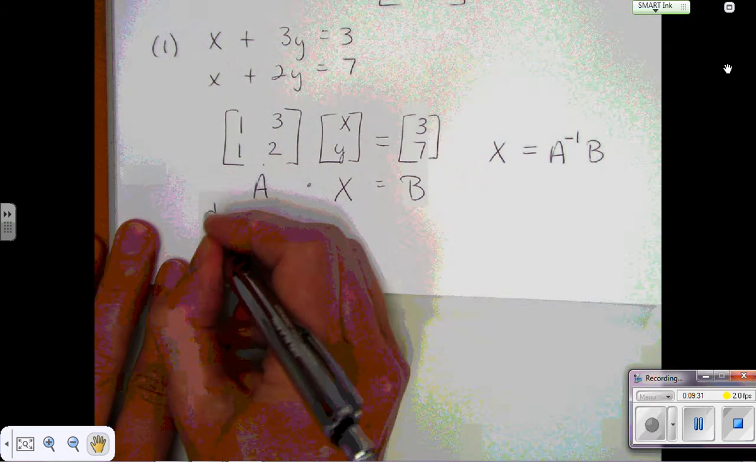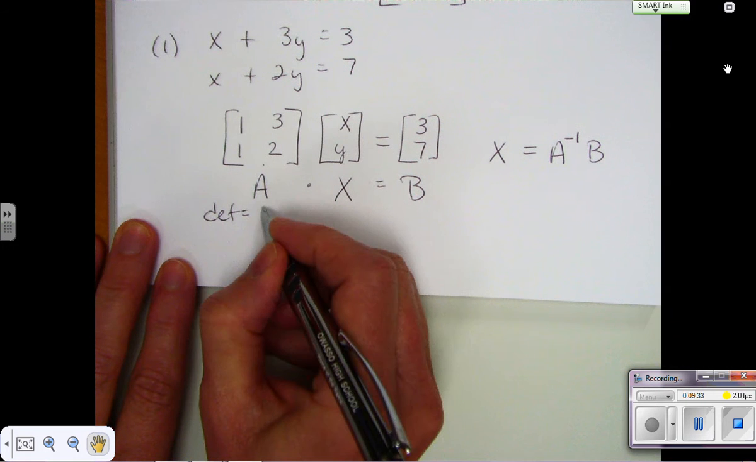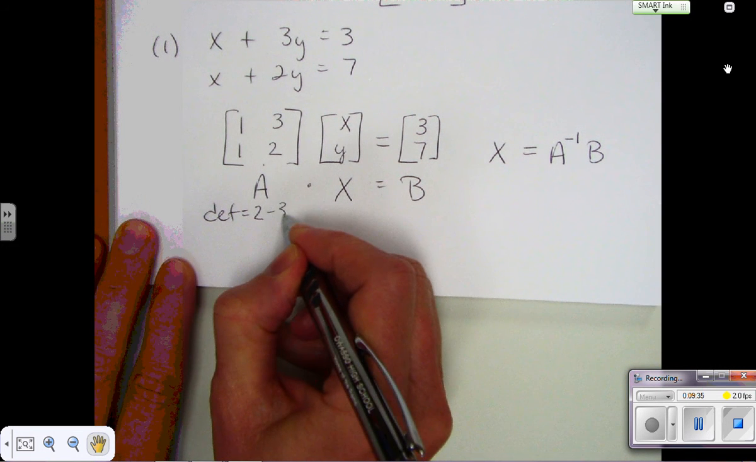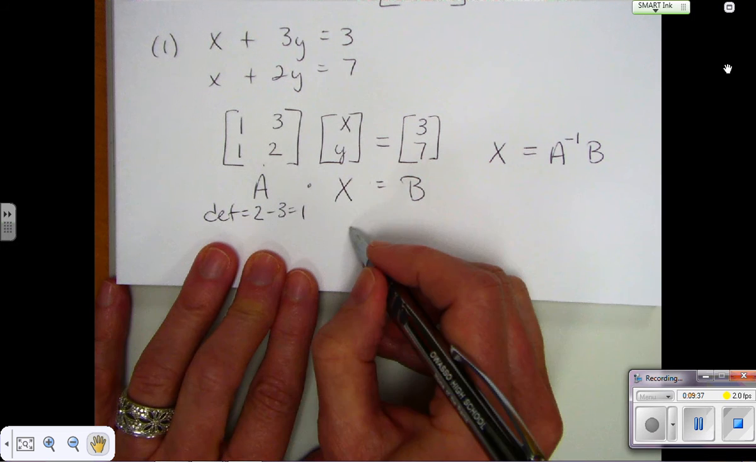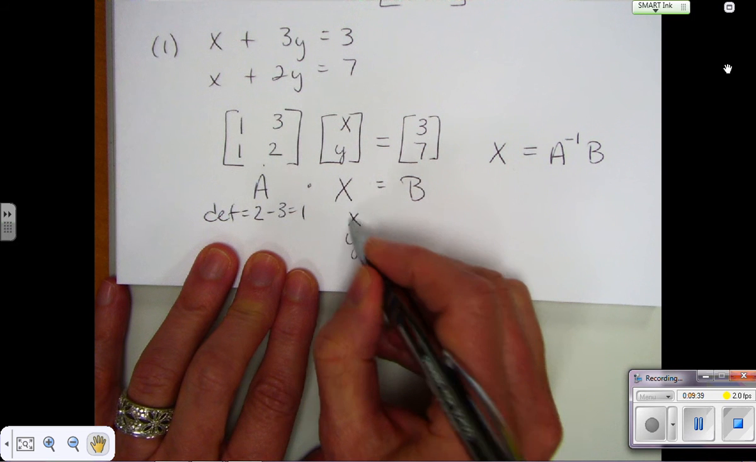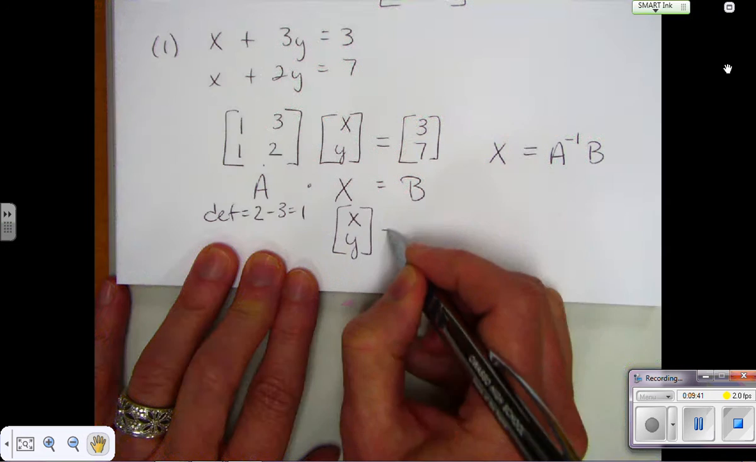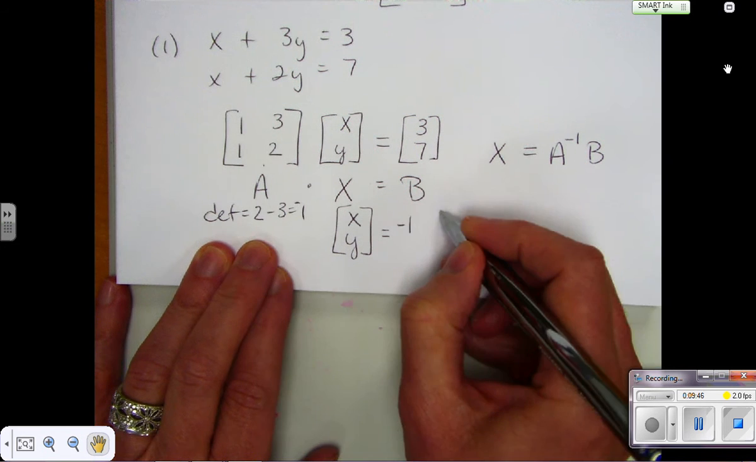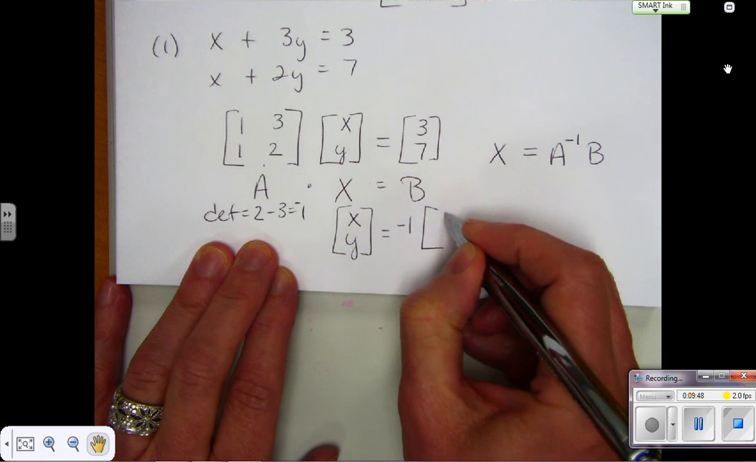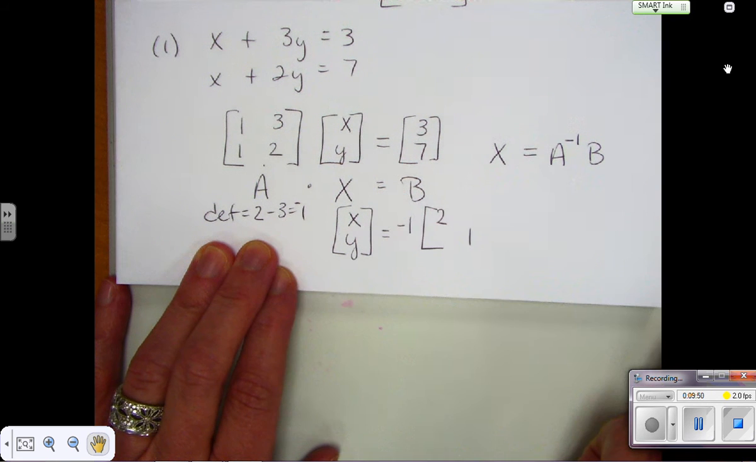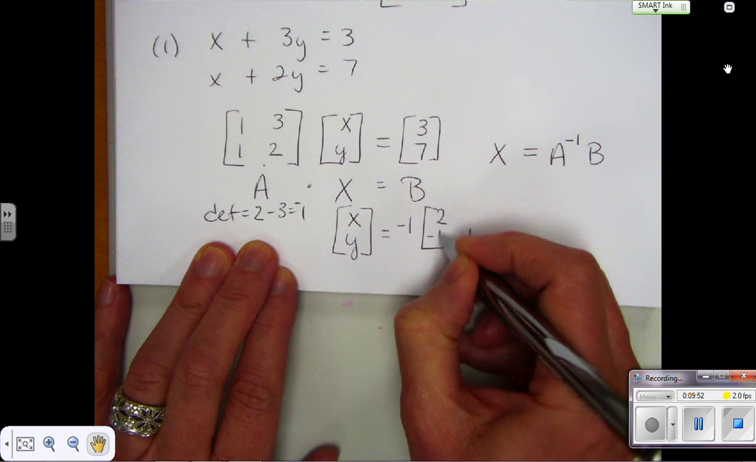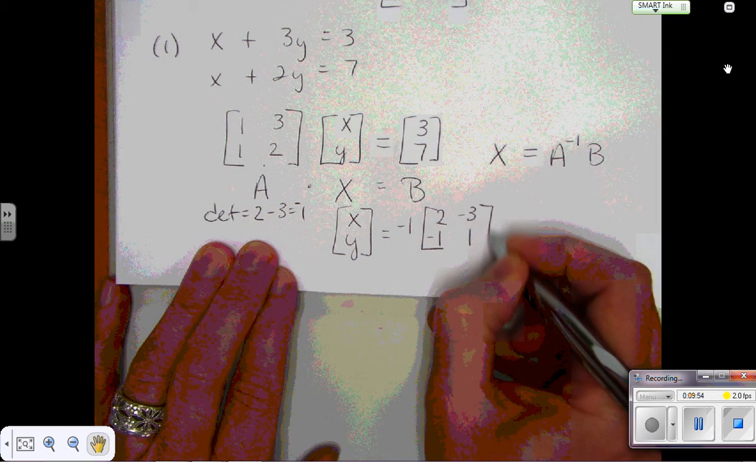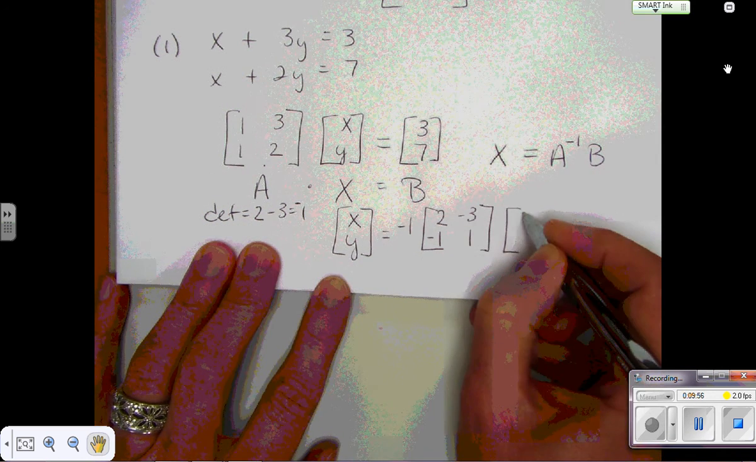All right, so I'm going to find the inverse for A. The determinant is 2 minus 3. It's -1. So your variable matrix is going to equal -1 times, got to rearrange the order in the original matrix, change the sign of the other diagonal, times the 3, 7.